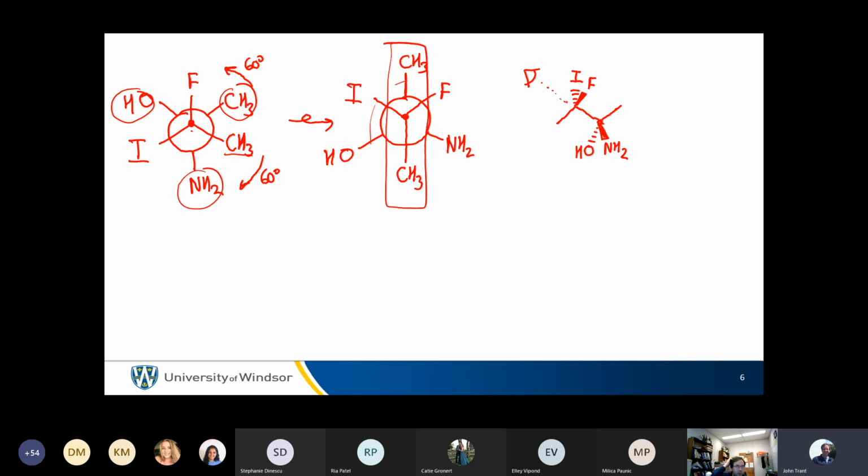I don't think I have ever drawn a Newman projection between atoms that are not carbons, because carbons are tetrahedral. This one really is relevant for carbon. Okay, I think we're good. I am going to stop recording now.